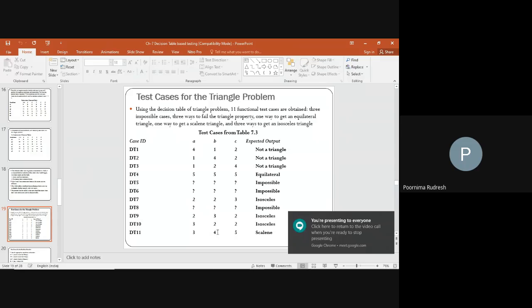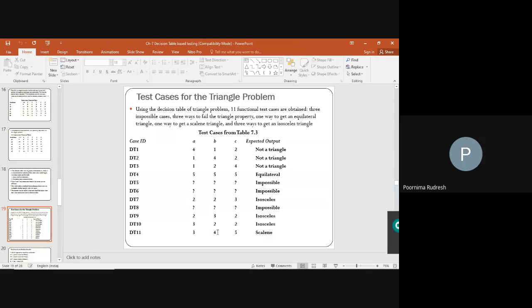Good morning, students. In the last class, I started with decision table based testing. I explained what decision tables are, how they are constructed, and what they consist of, and I explained the construction of the decision table for the triangle problem.